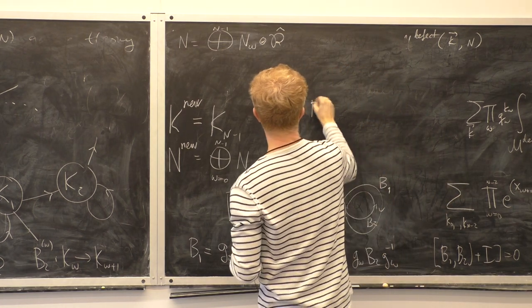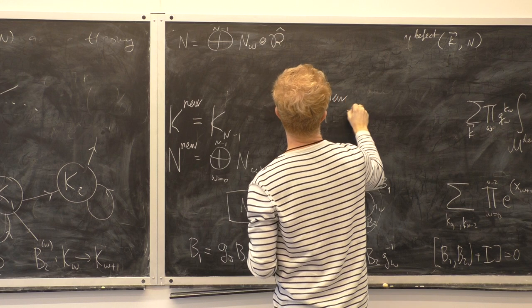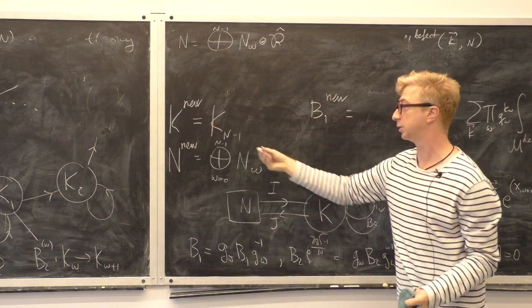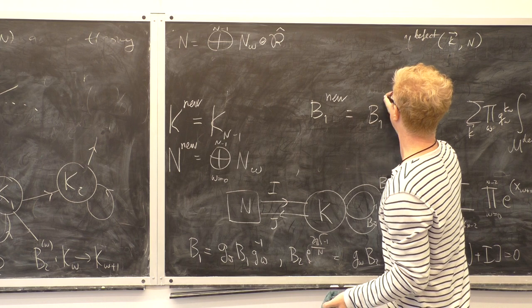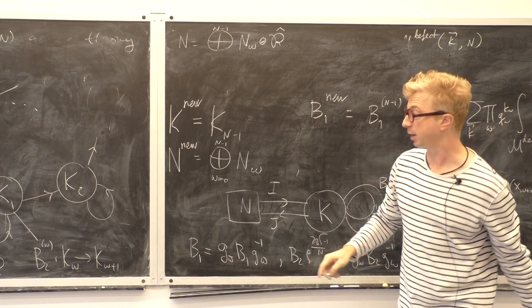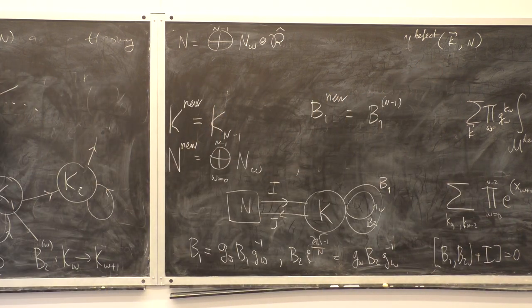So now the maps are the following. The map B1 nu is the only thing which you can do in this case, namely it's B1 n minus 1. You just take this arrow which you have for free.